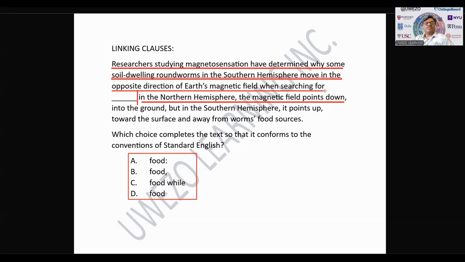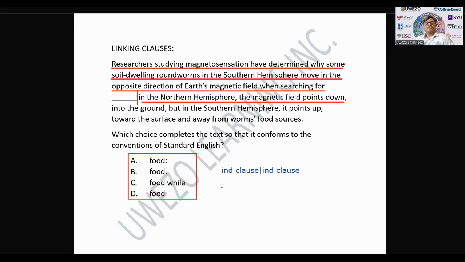So I'm reading the second part one more time. In the northern hemisphere, the magnetic field points down into the ground, but in the southern hemisphere, it points up towards the surface and away from worms' food sources. So one thing is for sure here, we are connecting two independent clauses. Independent clause, and on the other side we also have an independent clause.